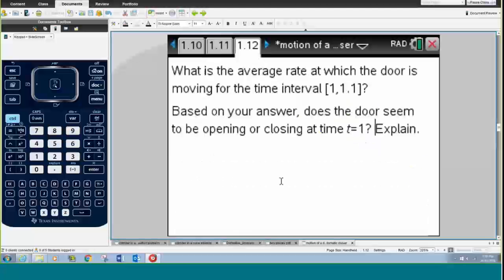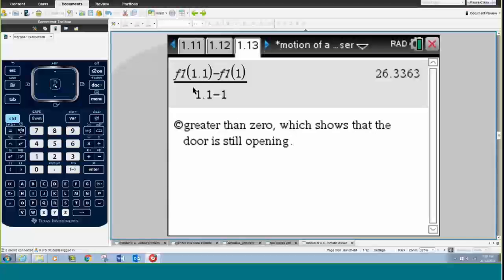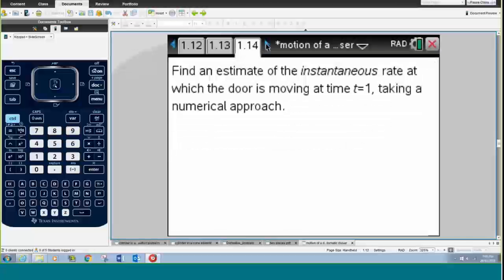So we could also look at the average rate of change at which the door is moving in this time interval. Again, looking at the gradient of the secant, we get 26.3, which is positive, so that gives us this idea of the door still opening, the angle increasing. And then we can find the estimate of the instantaneous rate of change.